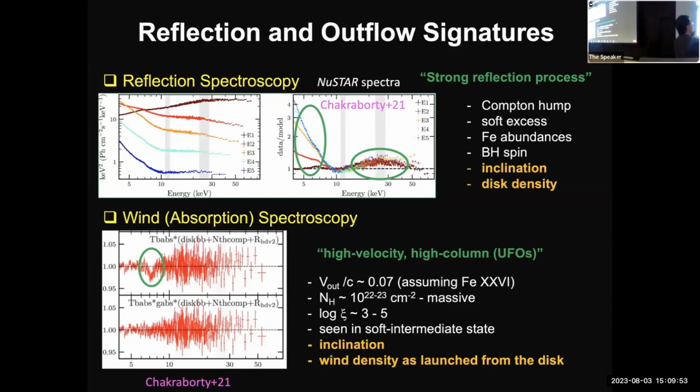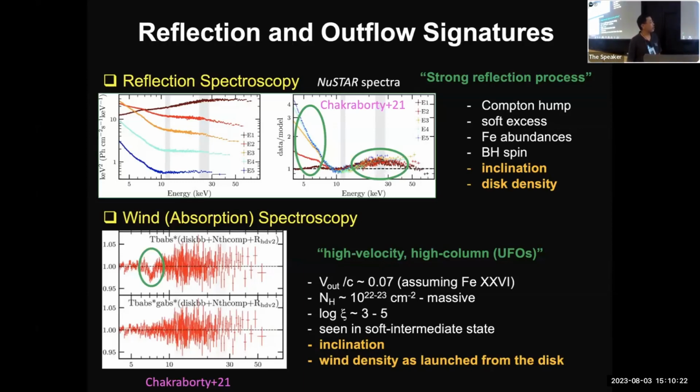So we fit the continuum, and then we noticed that there's a very strong reflection Compton hump with the soft excess residuals, as expected from the reflection components. And at the same time, down to about 7 keV, we see a very robust trough, most likely due to an ionized absorber.